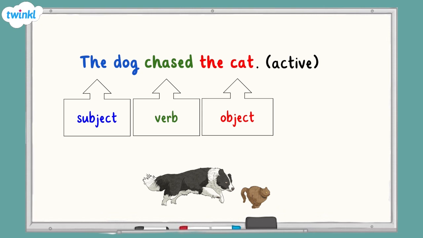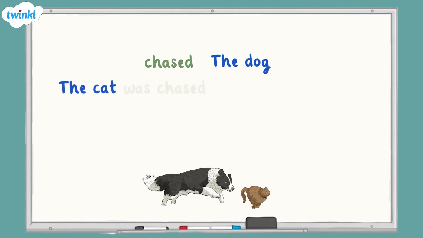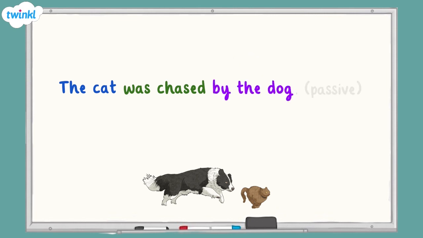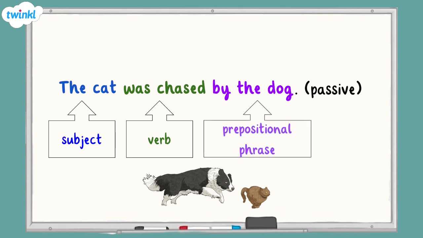This means that the active sentence, the dog chased the cat, can be switched around to become the passive sentence, the cat was chased by the dog. The cat becomes the subject because the verb was chased is happening to it. The preposition by is added to make the prepositional phrase by the dog.